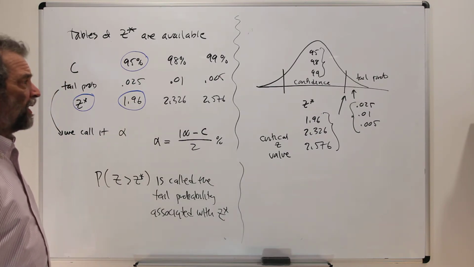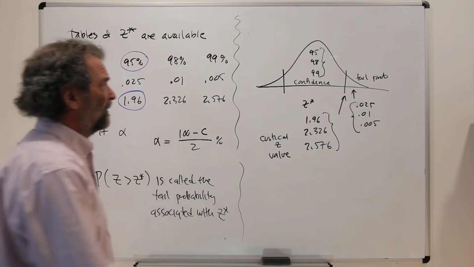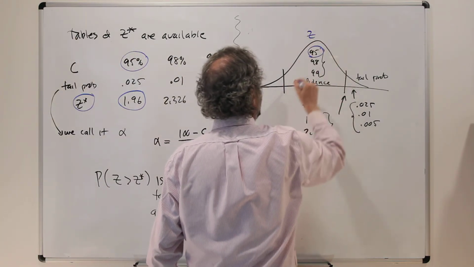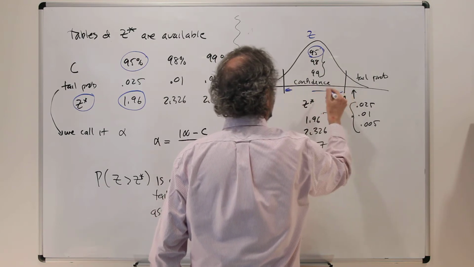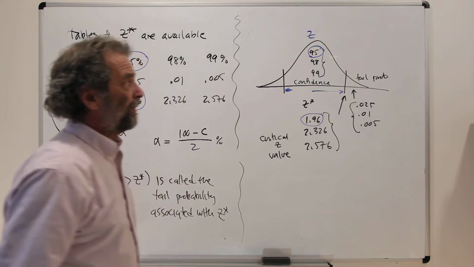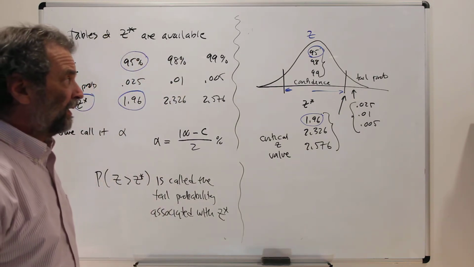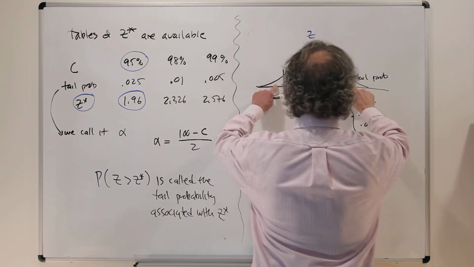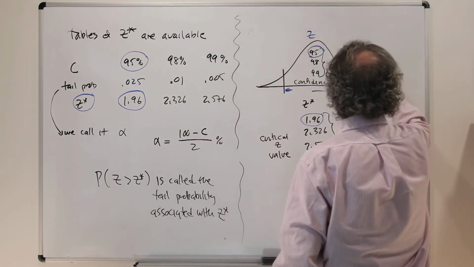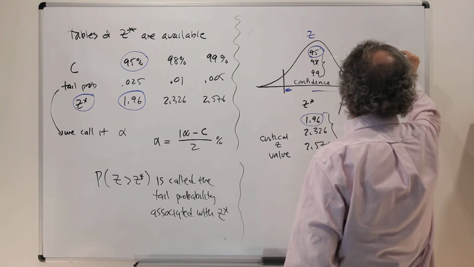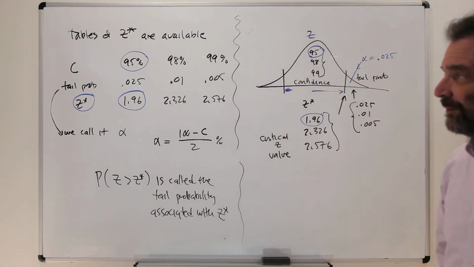And the way that arises more or less is you'd like to find in a z distribution 95% of the values fall between 1.96 and minus 1.96. And if that's 95%, that leaves 5% on each side. And half that 5% is 0.025. That upper tail probability, we're going to call it alpha.